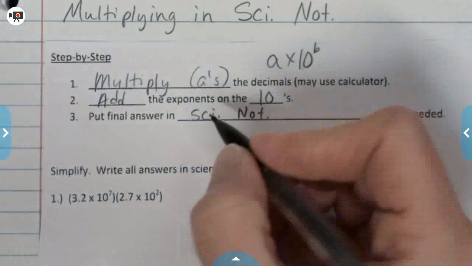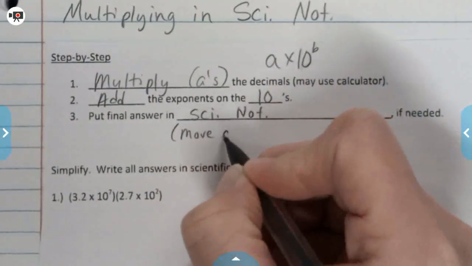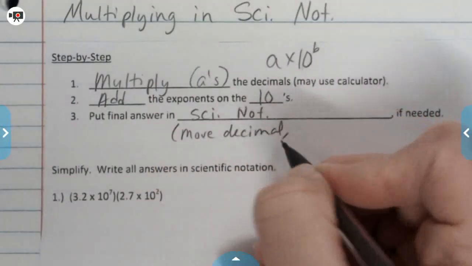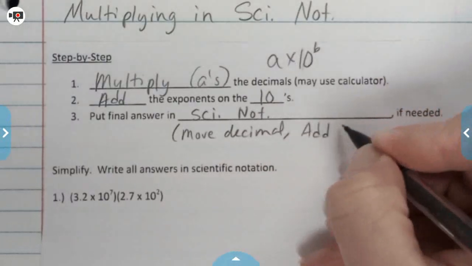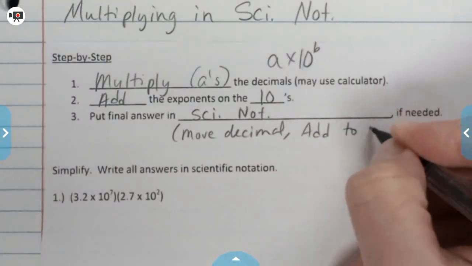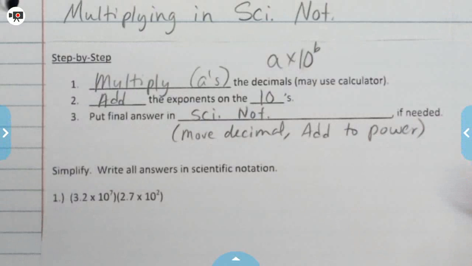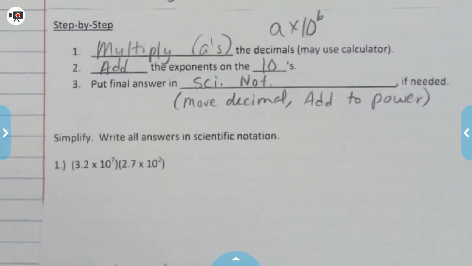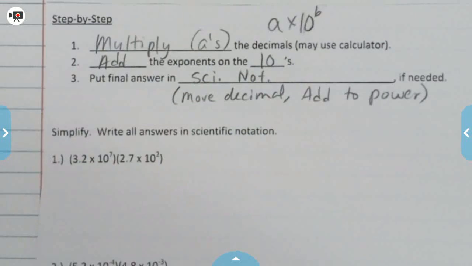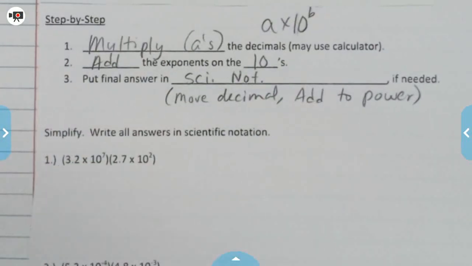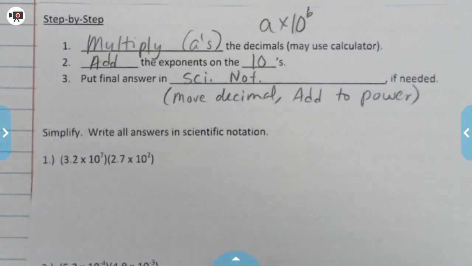So you may need to move the decimal and add to the power, which is what generally happens. So you'll have to check your number after you multiply and make sure that it all fits. So I'm going to do these a couple ways. On number one, we're going to do it completely without a calculator, just because that's something that could happen on an assessment situation, or if you just didn't have a calculator handy, so we make sure that we understand what to do.